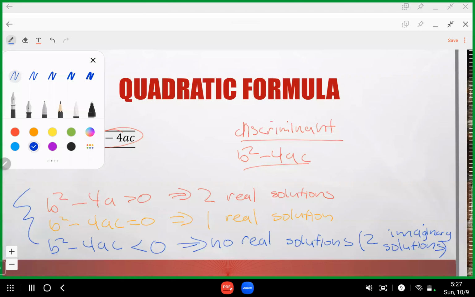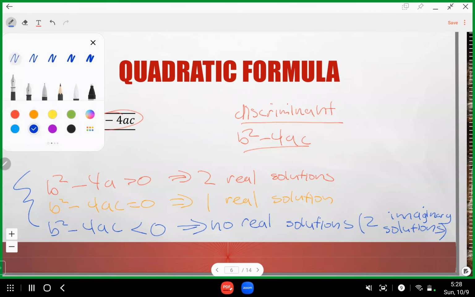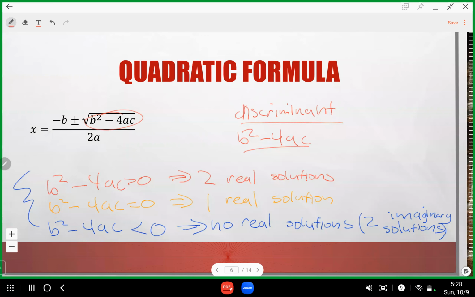Can I skip? All right, so for the first one, it's pretty obvious. I'll just do this one for you. b squared minus 4ac is greater than 0. Well, obviously then the square root is going to be something, and of course this plus minus makes it 2 solutions, so it's pretty obvious.